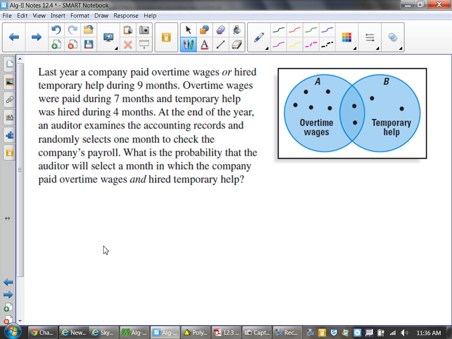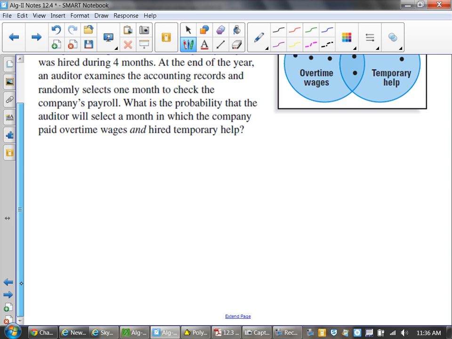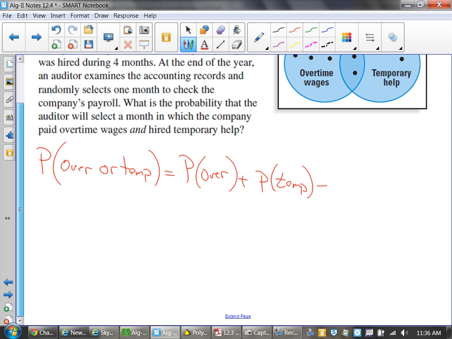So they're talking about the first example. So you have your probability of overtime or temp help will equal the probability of overtime plus the probability of temp help minus the probability of overtime and temp. See what I'm doing there just by writing it out? Because if I'm going back into the word problem, all that information is there.